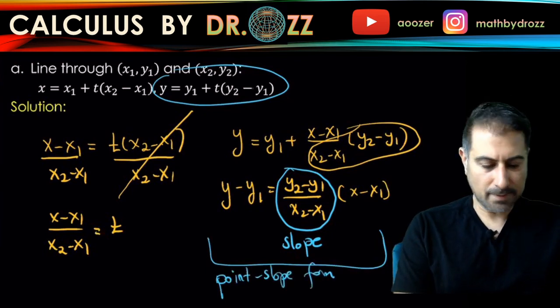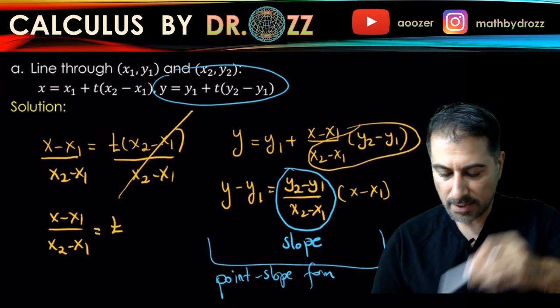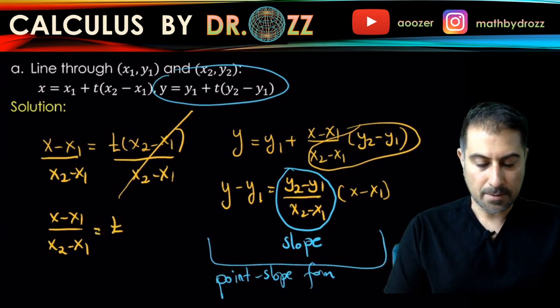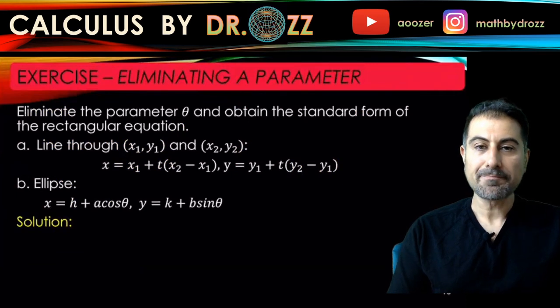And I think that's it, right? So this is the point slope form of the equation of the line. That's what the question was asking. There you go. All right.